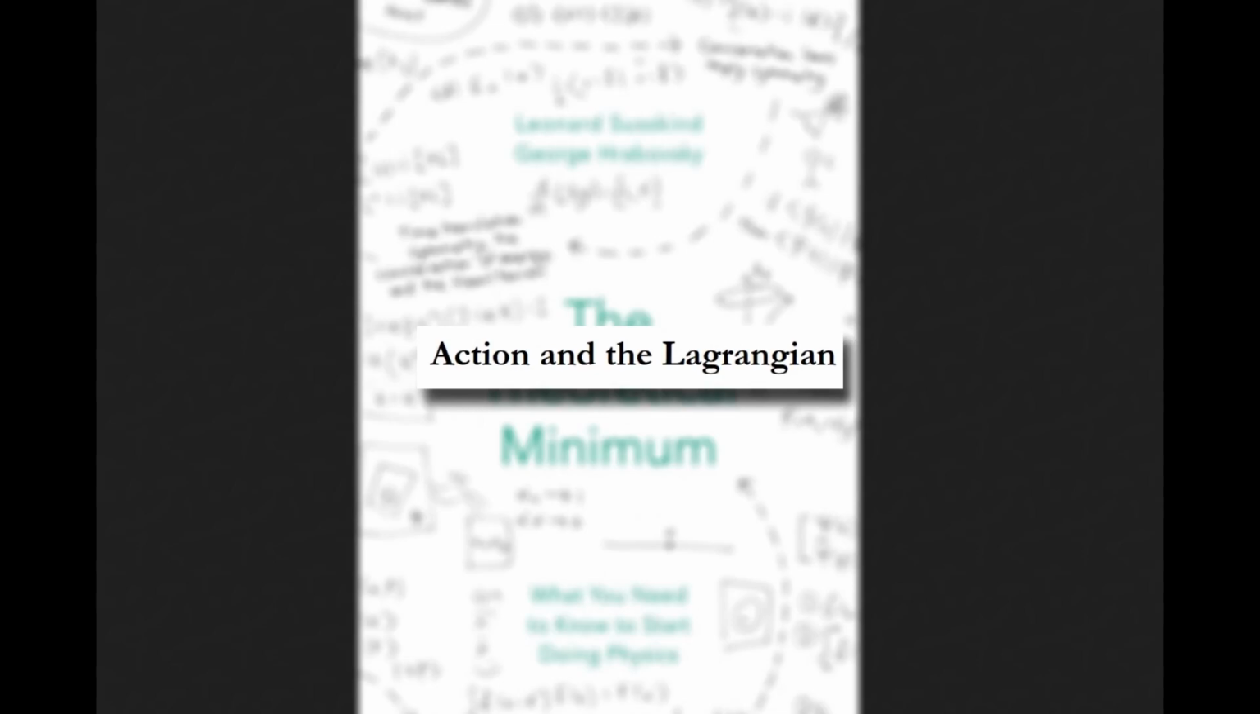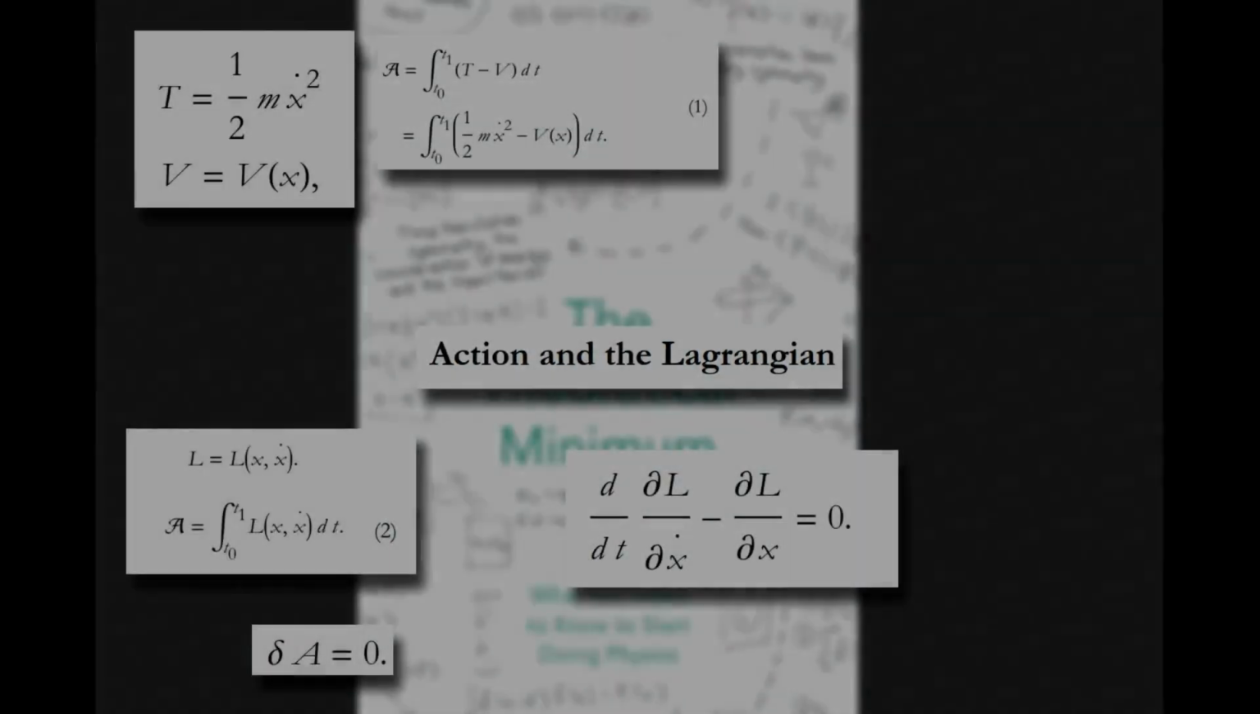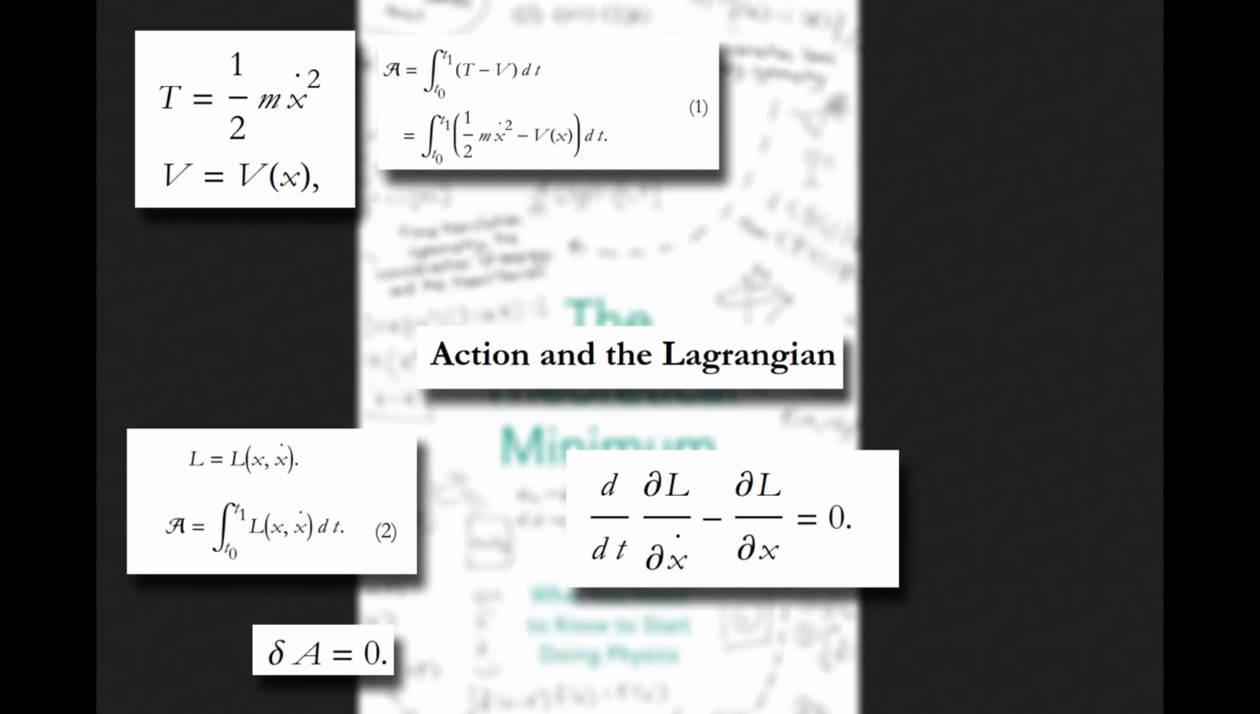Before being general, let's illustrate the idea for a single particle moving on a line. The position of the particle at time t is x(t) and its velocity is x dot(t).